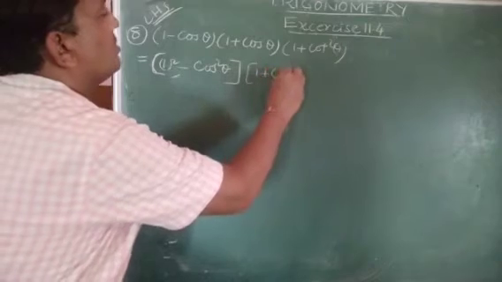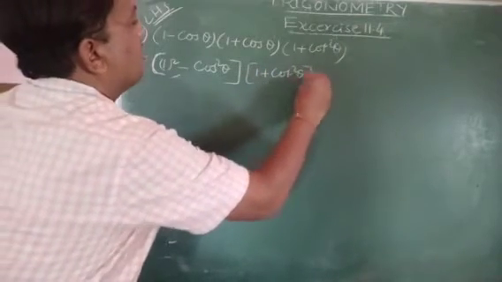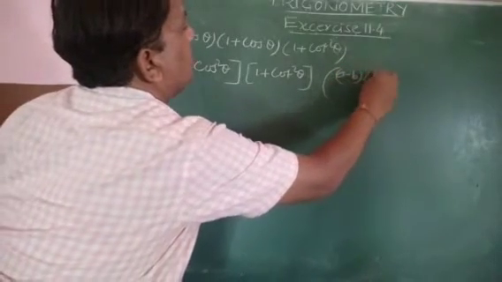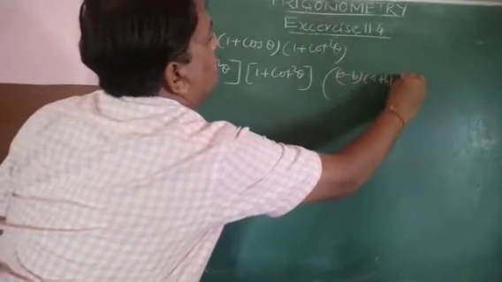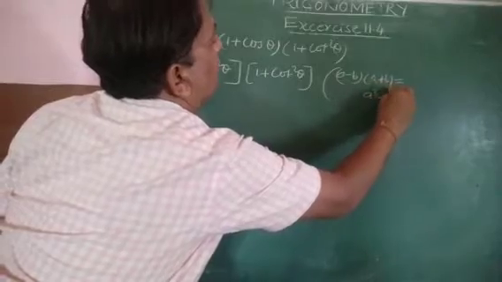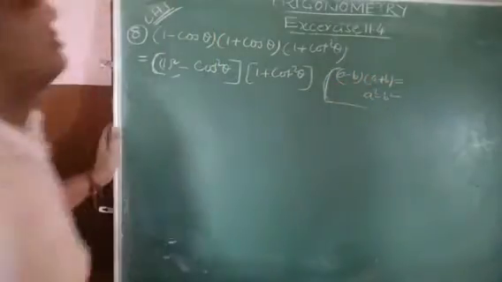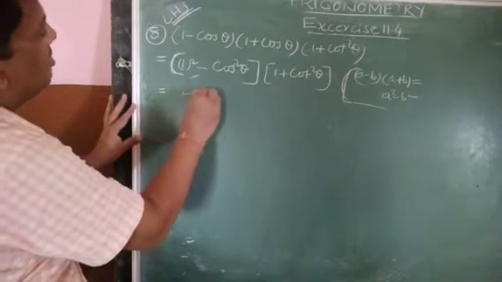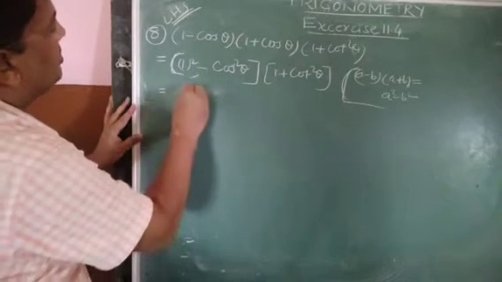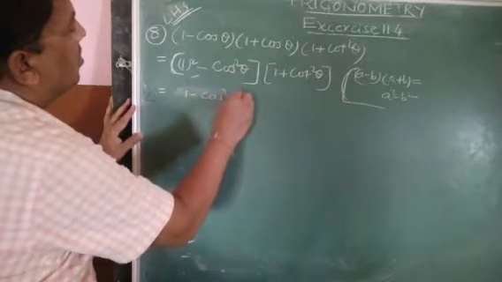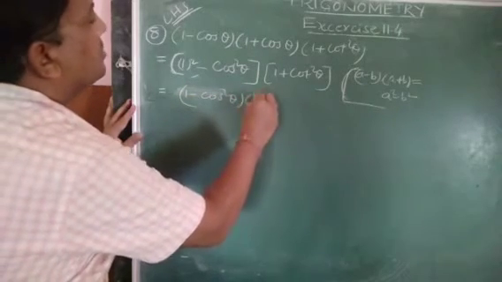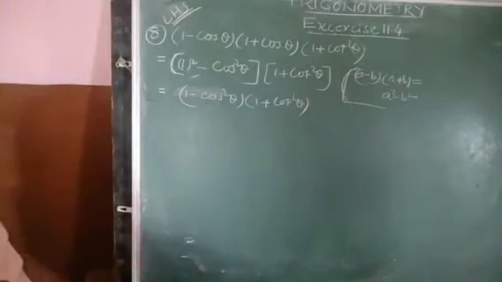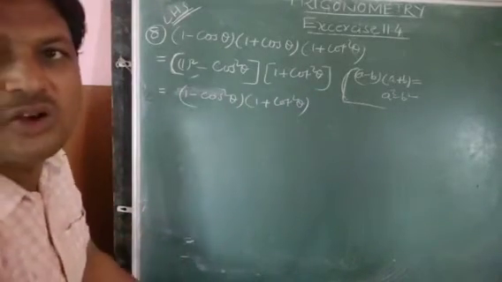Here 1 plus cot square theta. Here you should write what? A minus B into A plus B is equal to A square minus B square, children. Okay, children. Now what can we do? It is equal to 1 minus cos square theta into 1 plus cot square theta. Okay, here is 1 minus cos square theta.